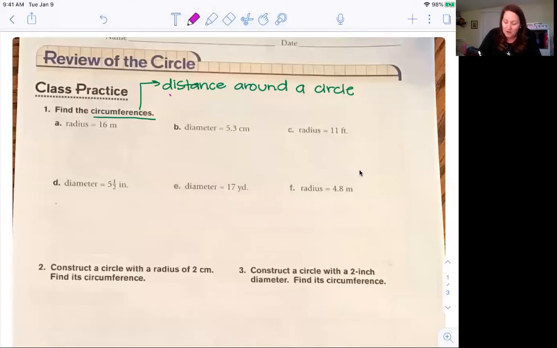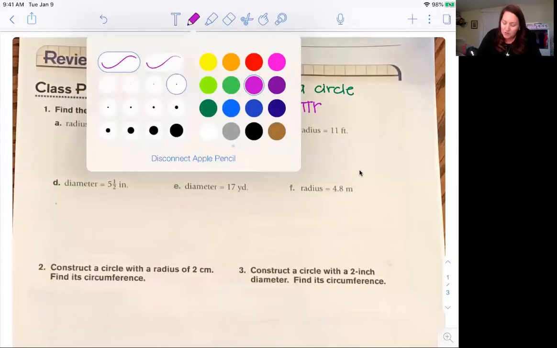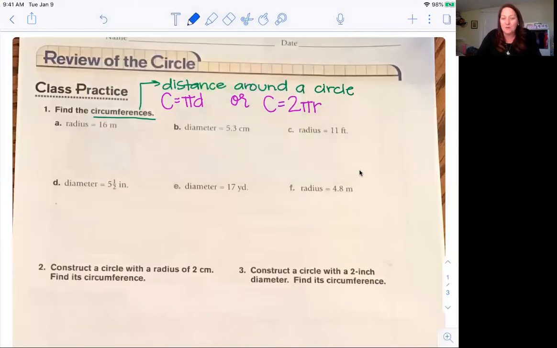You can have circumference equals pi times diameter, or circumference equals 2 times pi times radius. We say that 2 pi r. Remember, when you do pi, pi is always the same number. Pi is always 3.14, or 3 1/7, but in this case, it's easier just to do 3.14.